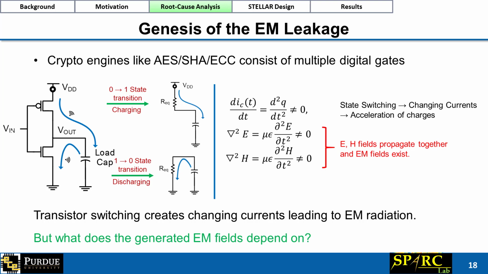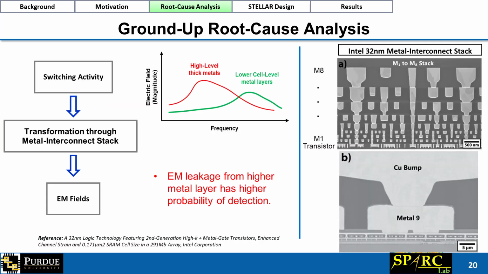But what does the generated EM fields depend on? Well, it's the metal layers inside the IC carrying the current which act as dipole antennas and radiate. Now, these switching currents passing through the metal layers undergo a transformation to create electromagnetic radiation, and the magnitude of the fields depends on the dimensions of the metal layers.